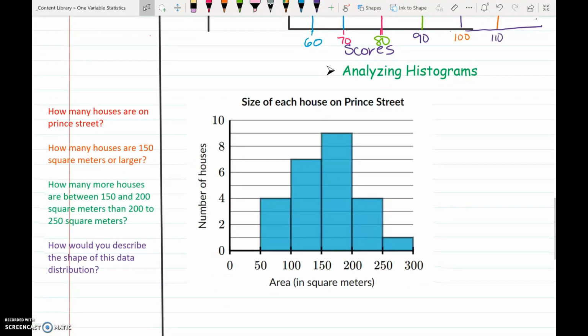So if we're given a histogram, it says the size of each house on Prince Street. First thing when I look at this, I'm like, this data is a little bit skewed. Just by looking at it, I see that. The bulk of my data is in here and I've got a little bit extra off to the right that doesn't quite fit, but not bad. So slightly skewed right, but it's pretty symmetrical. Shape of the distribution: slightly skewed right, I would say.